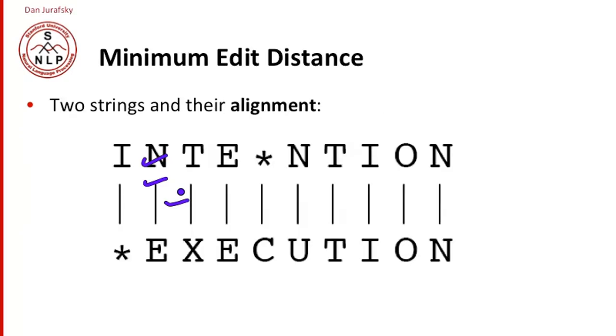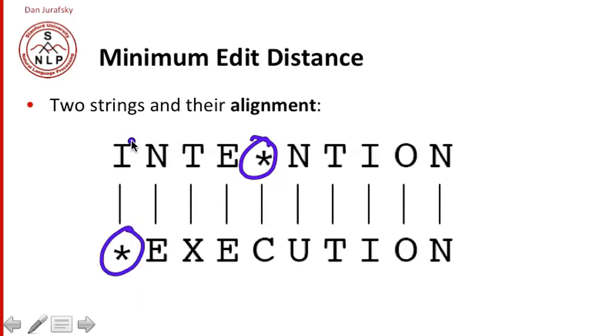So for example, we have the string "intention" and the string "execution". Here's an alignment showing that many of the letters line up with some substitutions, and then there are some gaps, where a gap here lines up with a letter C in execution, and a gap in execution lines up with the letter I in intention, and so on.